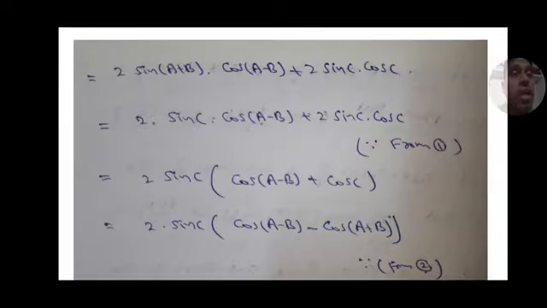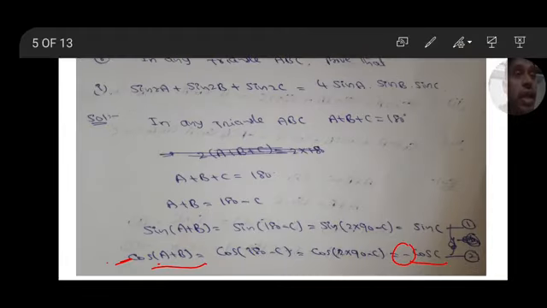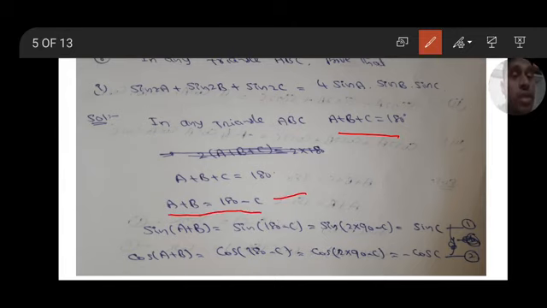I will repeat the problem. First, I calculated that in any triangle, a plus b plus c equals 180, so a plus b equals 180 minus c. From this I calculated sin of (a plus b) and cos of (a plus b). Sin of (a plus b) is sin c, cos of (a plus b) is minus cos c. These two results will be useful while proving this result.